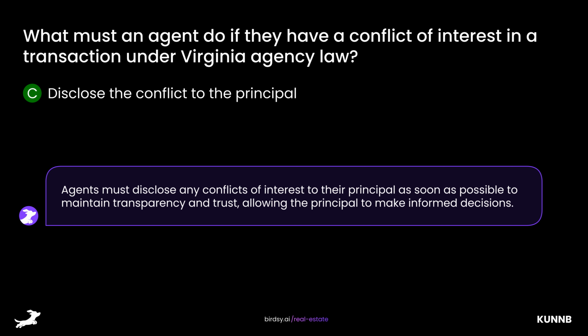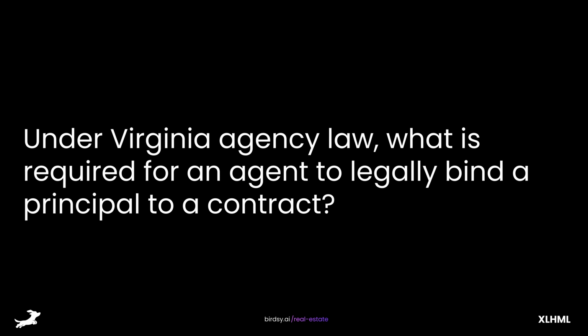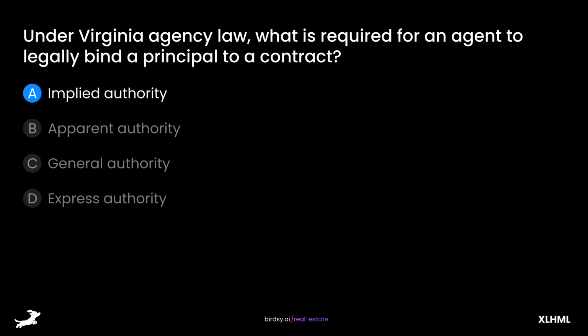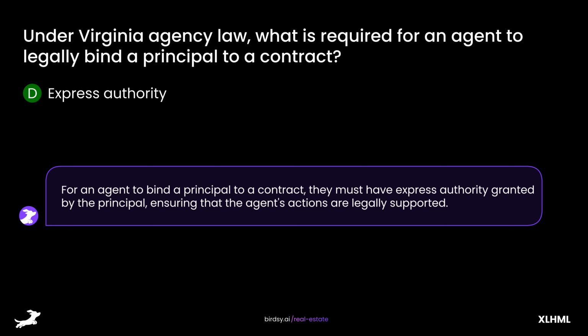Agents must disclose any conflicts of interest to their principal as soon as possible to maintain transparency and trust, allowing the principal to make informed decisions. Under Virginia agency law, what is required for an agent to legally bind a principal to a contract? Is it A, implied authority, B, apparent authority, C, general authority, or D, express authority? The answer is D, express authority. For an agent to bind a principal to a contract, they must have express authority granted by the principal, ensuring that the agent's actions are legally supported.